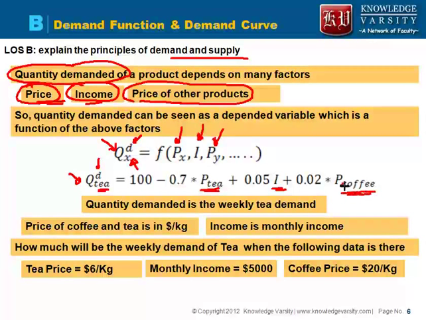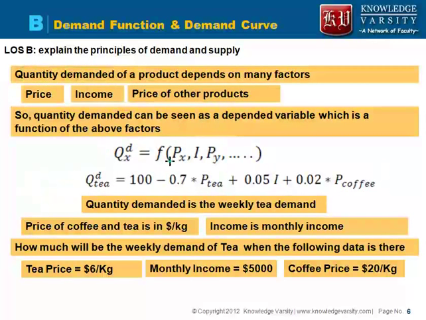Coffee is a substitute product for tea, and usually when the price of coffee increases, people will flock to tea. They will substitute coffee with tea, and as a result the demand for tea would increase. So think about what will happen with a price increase of tea. The effect is negative: the quantity demanded of tea would decrease.